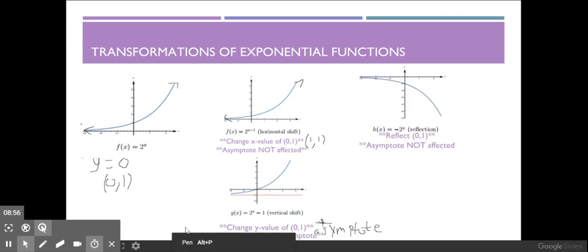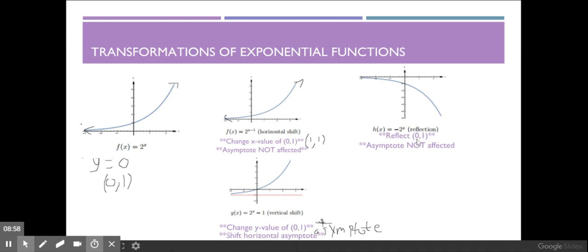The next graph we're going to look at is a reflection. In this reflection, we reflect (0, 1). Instead of it being (0, 1), it is now (0, negative 1), and our asymptote is not affected. When we have a negative in front of the base, our asymptote is not affected, but we do have to reflect this point (0, 1), so it goes down to (0, negative 1). But when we have a negative in the exponent, that is a reflection over the y-axis, and the intercept on the y-axis is not affected, and the asymptote is not affected either.